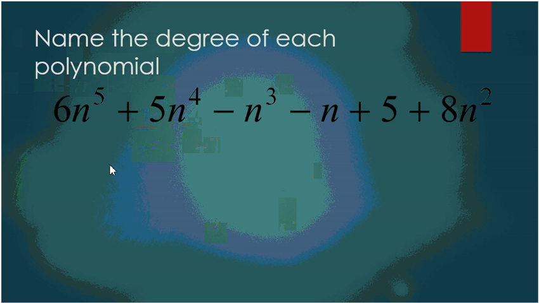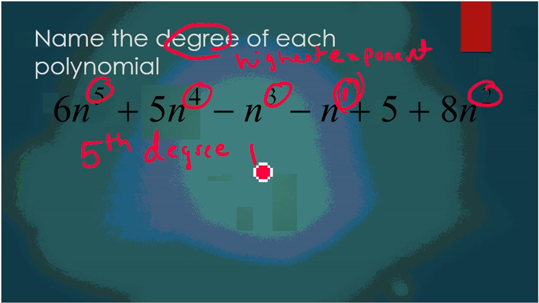And now we need to name the degree of each polynomial. So we got to find the highest exponent. The degree is the highest exponent. All right, so that means we take 5, 4, 3, and there's a 1 there. Got to be careful. And then 2. And the highest exponent among all of those is a 5. So this is a 5th degree polynomial.